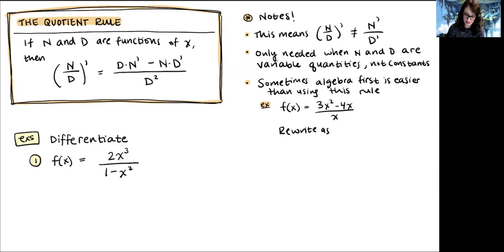we can think of this as instead of the whole thing in the numerator divided by x, we can break this down into 3x squared over x minus 4x over x. And then we can cancel out the x's in each of those individual pieces. So the 3x squared divided by x is just 3x. And then the 4x over x is just 4. So then we have this thing that's equivalent to 3x minus 4. And then we can just differentiate this and avoid using the quotient rule.